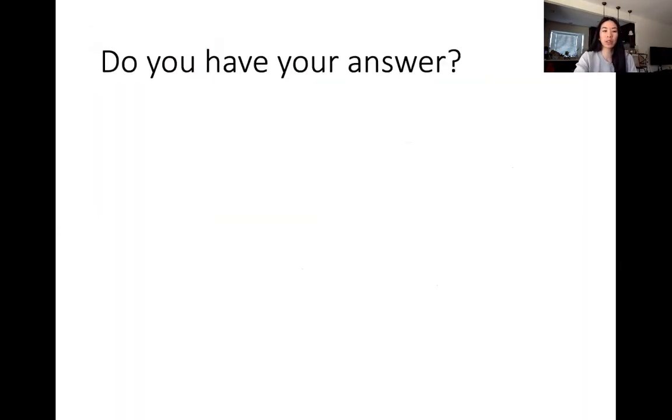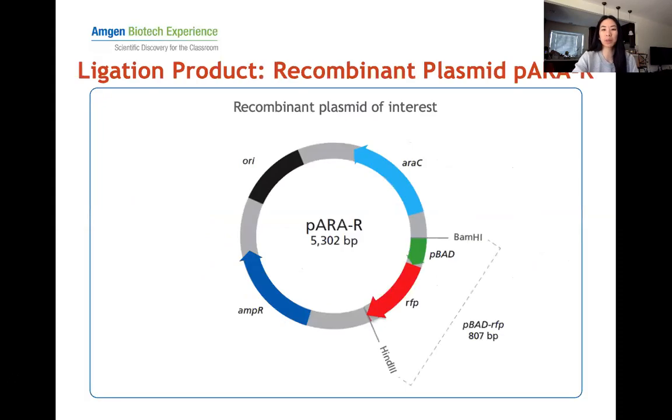Make sure you have your answer before you go on. Okay, so in our recombinant plasmid, this is the plasmid when you have those 2 sections combined together. Whoops, this would be what it would look like. So your answer to the last question should have been 5,302 base pairs.